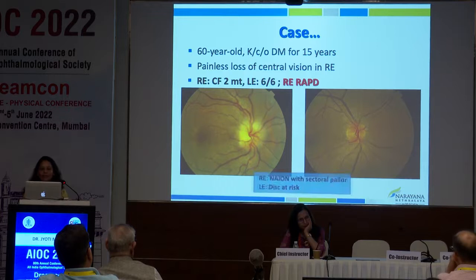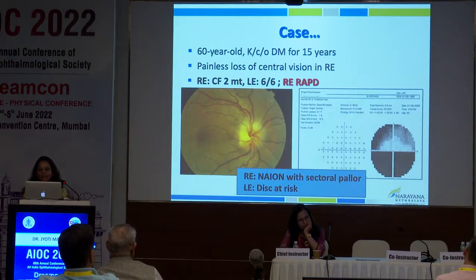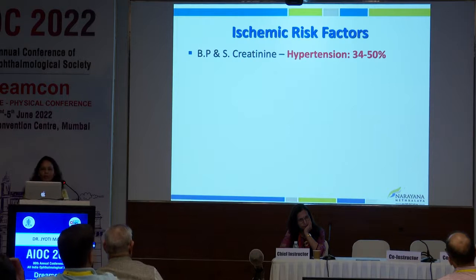So the first diagnosis is NAION, that is non-arteritic ischemic optic neuropathy with sectoral pallor and left eye disc at risk. So this is a classical disc at risk. Watch this patient because this patient can have a problem in the other eye, and treat the ischemic risk factors. And in this case, as you said, the sectoral pallor is directly associated with the inferior altitudinal defect. So when I say disc at risk, what ischemic risk factors do you treat? First, BP. Check every patient with a disc edema in your OPD, checking the blood pressure and creatinine, because hypertension is present in more than 34 to 50%.